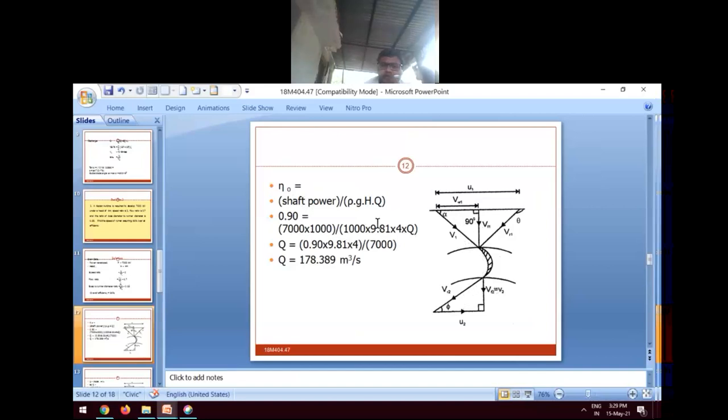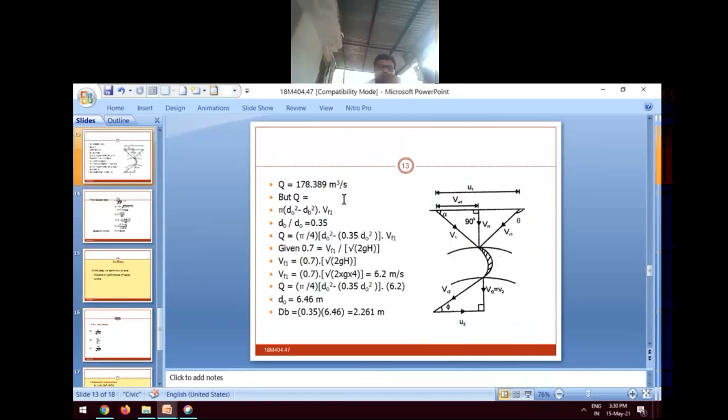By using the overall efficiency equation, that is shaft power by rho g H Q, shaft power is given, that is 7000 kilowatts, density rho is 1000, g is 9.81, H is 4 meters, Q is not given. From this equation you can convert and solve for the discharge. You will get the answer 178.389 meter cube per second. Discharge equal to 178.389 meter cube per second.